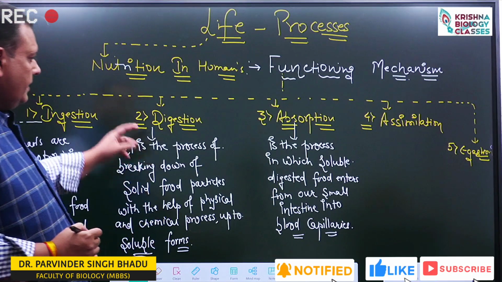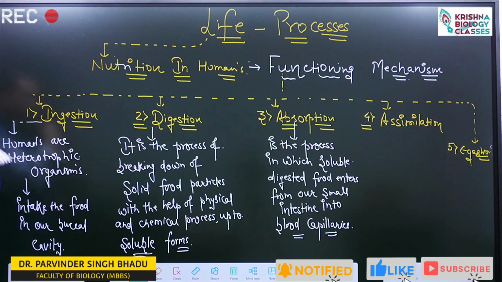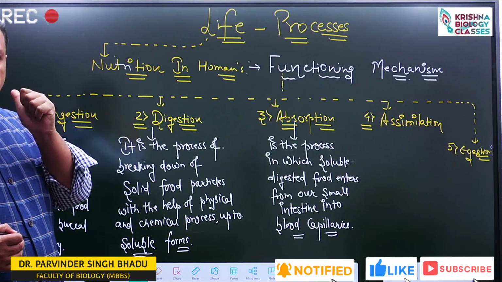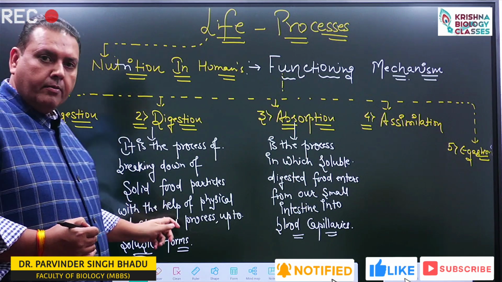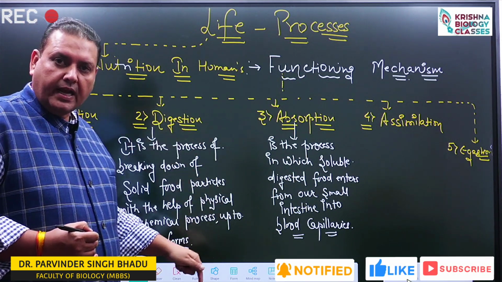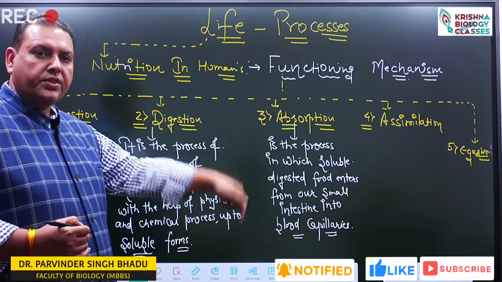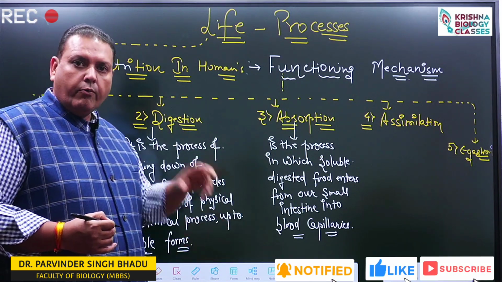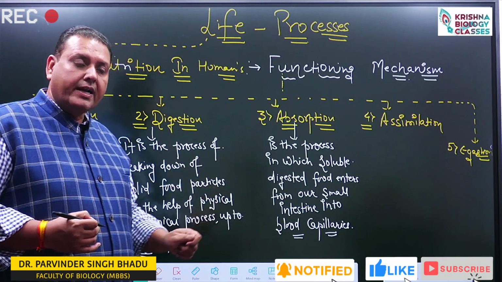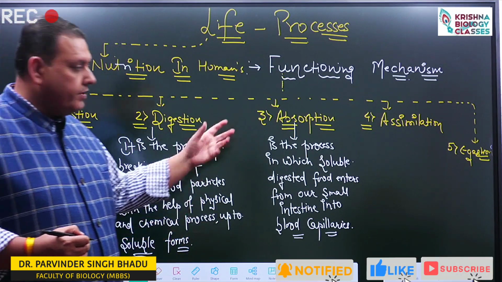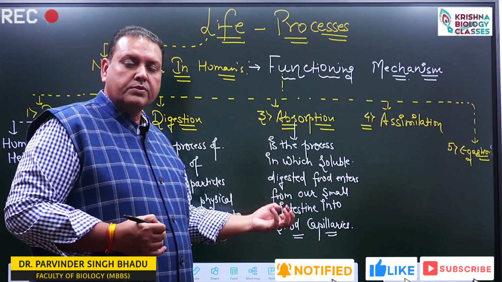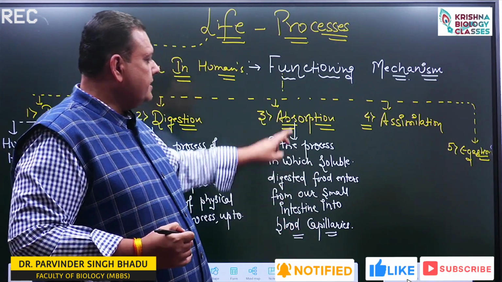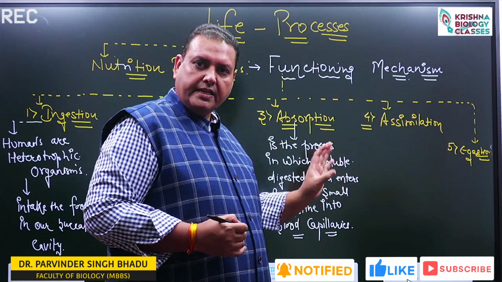Now, understand the mechanism. We had intake the food. We had started to break down the food by physical mechanism with the help of teeth. Then by the chemical mechanism with the help of saliva, gastric juice, bile, pancreatic juice, and intestinal juice. Once these food particles are converted into the soluble form, then we start to transfer these soluble forms from our small intestine into blood capillaries, and this process is known as absorption of digested food.